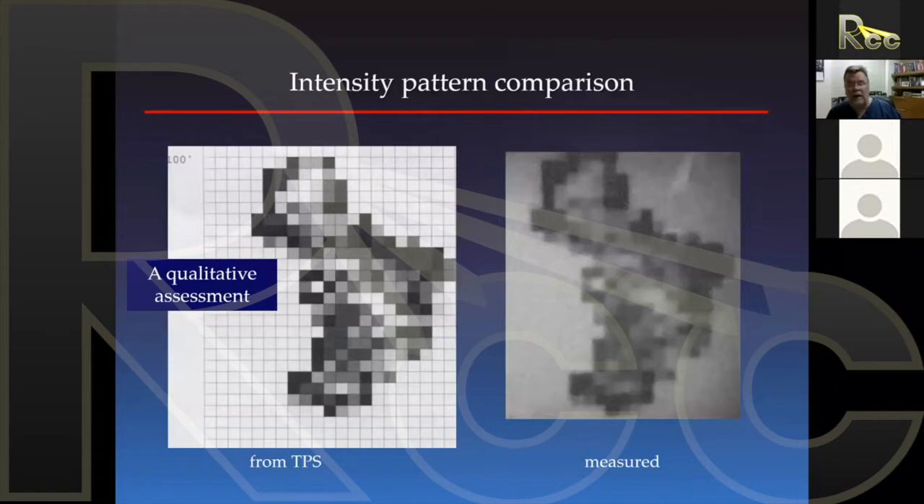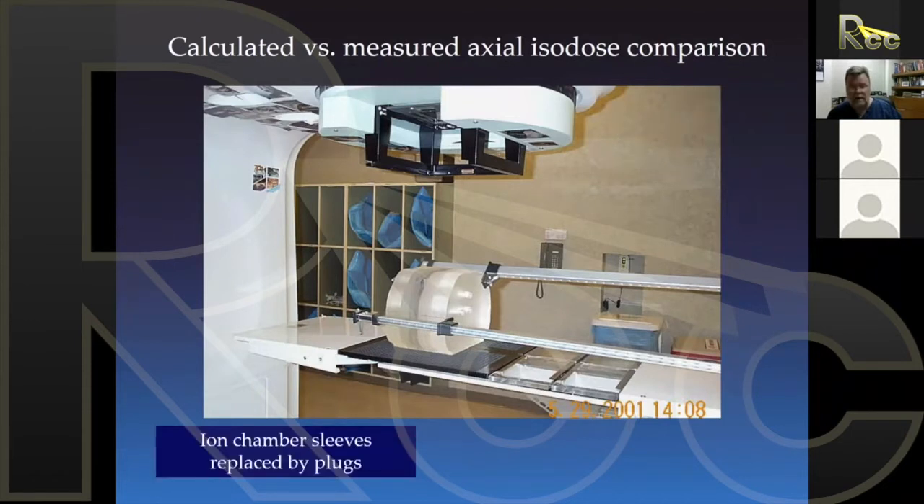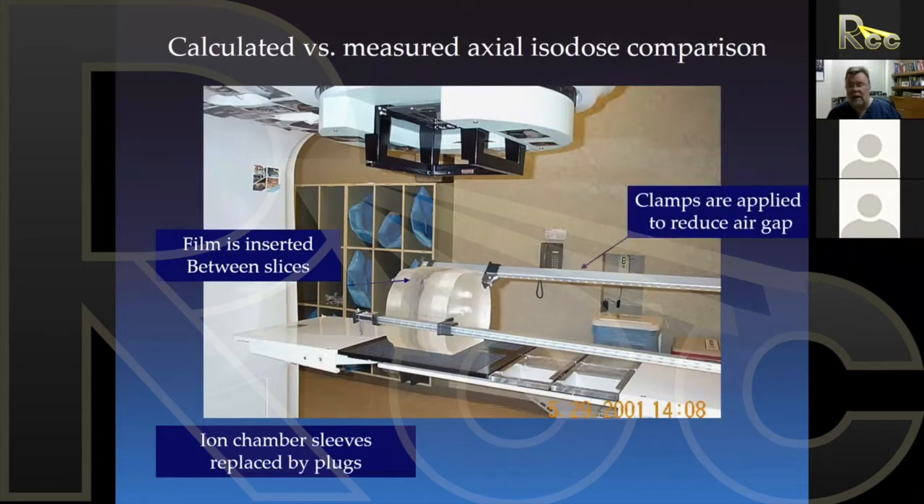Another way of doing this, and this was back in 2001, another way that we did this same kind of concept was we looked at the calculated versus the measured axial dose distributions in a phantom. And we replaced the ion chamber plugs, if you will, sleeves, with plugs of the same material, inserted film between each of the slices, and then applied clamps to reduce the air gaps.